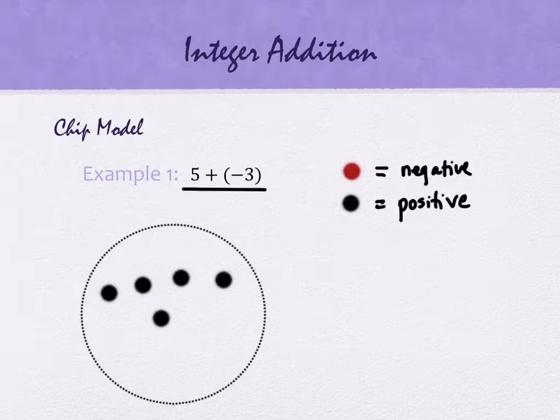All right, so what else do I need in my circle? 3 reds, you got it. Now, there are pieces in my circle that, if I put them together, are called a zero pair.